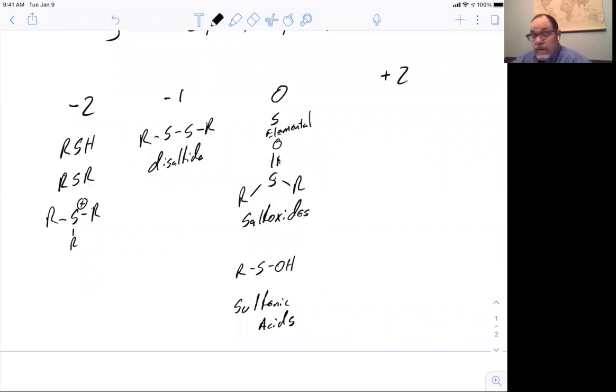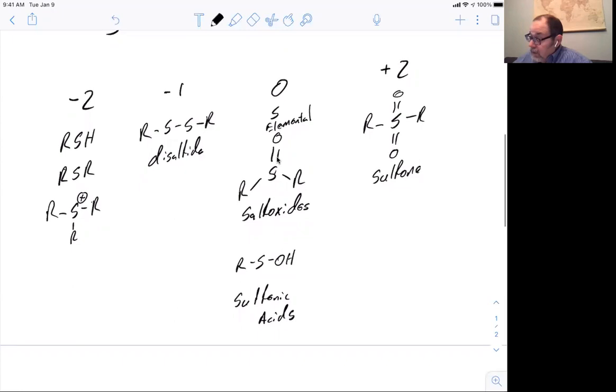Our plus two oxidation states, we add more oxygen to sulfur. So sulfur in the sulfone. We can also have a sulfenic acid. So notice I should probably be a little clearer on my writing here. Sulfenic and sulfinic. So that one's got an I and this one has an E.